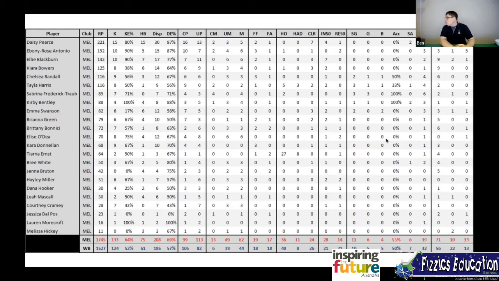So you can see all these crazy things that get counted in sport, right? Have a look at the top there. We've got kicks, kicking efficiency, handballs, disposals, disposals efficiency, contested possessions, uncontested possessions, contested marks, uncontested marks, marks, frees for, frees against, hit outs to advantage, clearances, inside 50s, rebound 50s, shots at goal, goals, behinds, accuracy, score assists, score involvements, tackles, spoils, and marks of opposition possessions. Whoa.